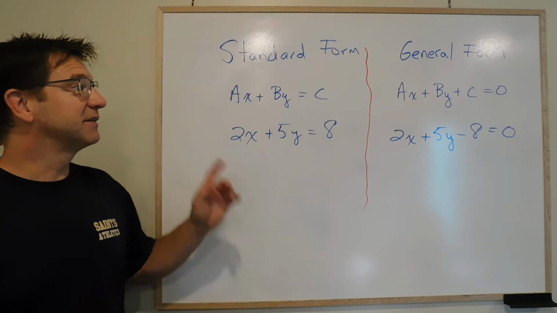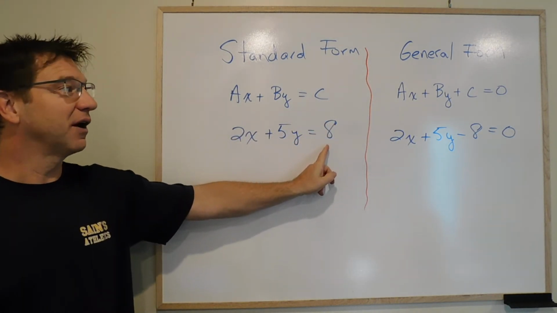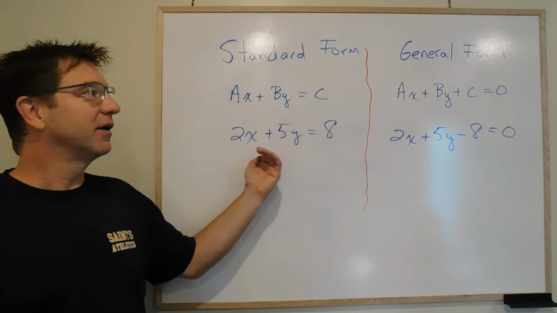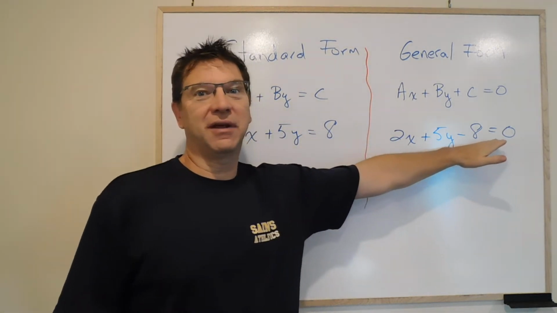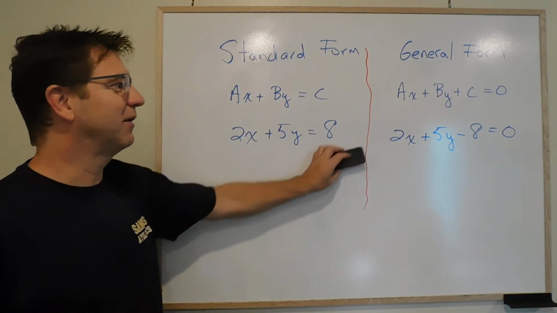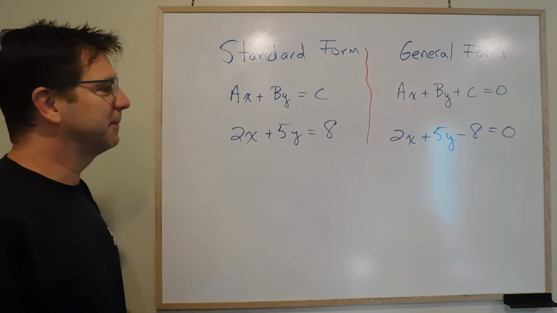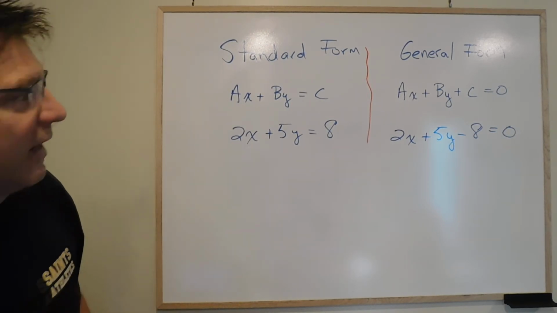Really the difference is you either have the 8, the constant, by itself on the other side of the equal sign, or you bring it over and make it negative 8 and make the whole thing equal to 0. Right? It's the same equation. If I was to graph it, it would end up the same. Okay? And in fact, let's just look at this one. Now let's get our red out here.